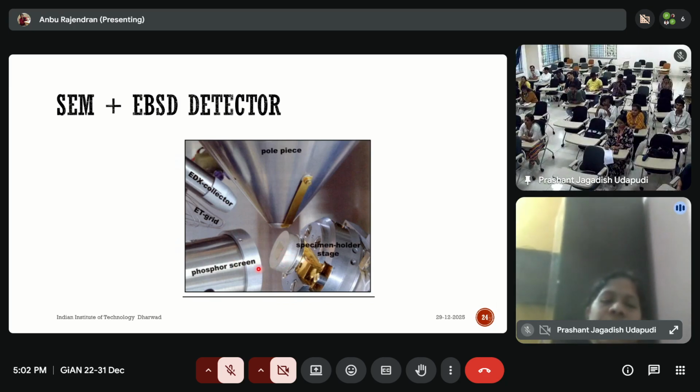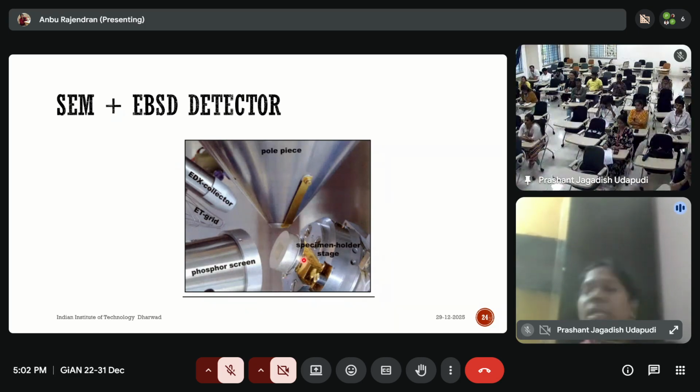Generally the sample stage will be parallel, in a straight line with the pole piece. So it will come down, you place the sample here, and the electron falls straight over the surface. The reflected or scattered electrons will be received by the detector and we will get the image. In the EBSD case, you have to tilt this stage to 70 degrees from its original position. It will be down here, rotated at 70 degrees.